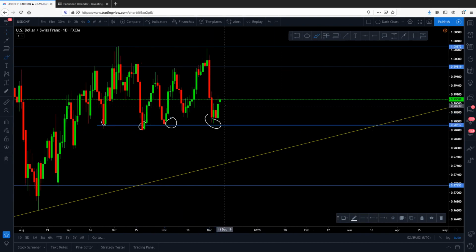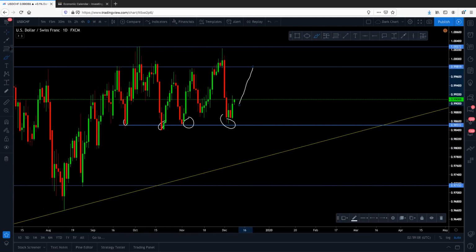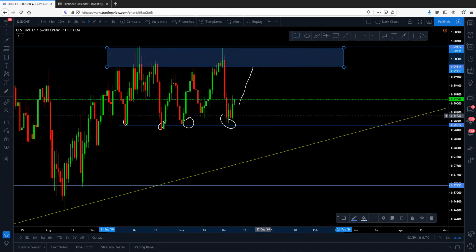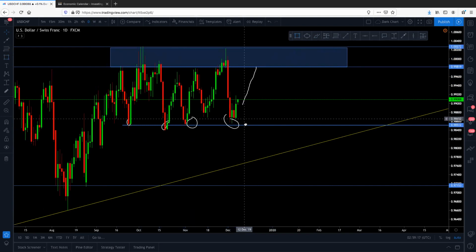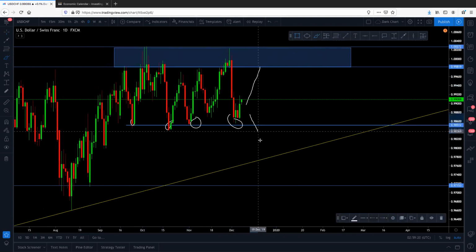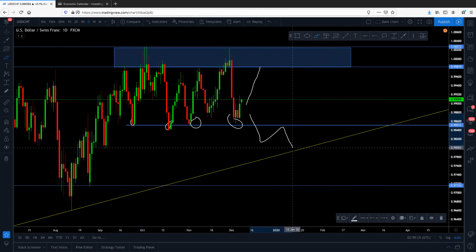So I'm expecting USD CHF to pull back up into this range, into this zone up here. And then we can see how price reacts when we get a pullback into this level. Now, in order for price to go lower on USD CHF, we would need to see this breakout. We would need to see a move like that, look to get a pullback, a retest, and then look to take it lower.